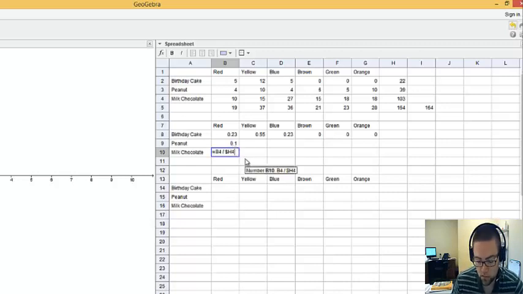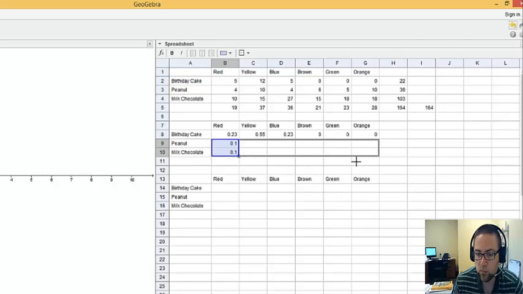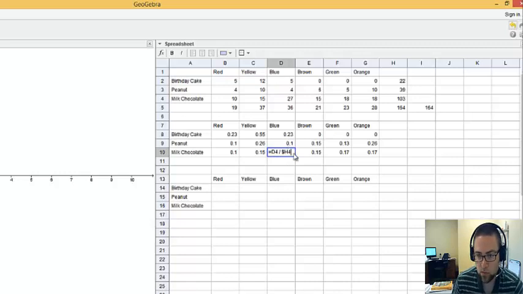So now enter, and now I'm going to drag both of these columns over, and it should match up. So this is H4. So this stays as H4. And this one stays as H3.